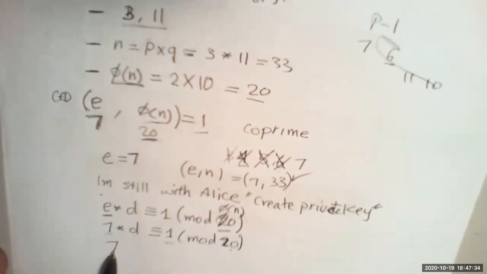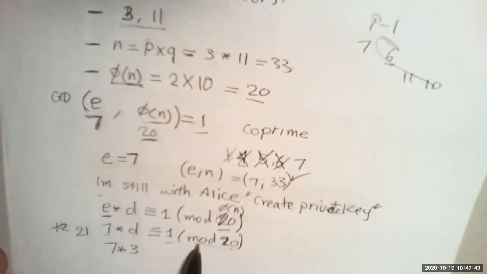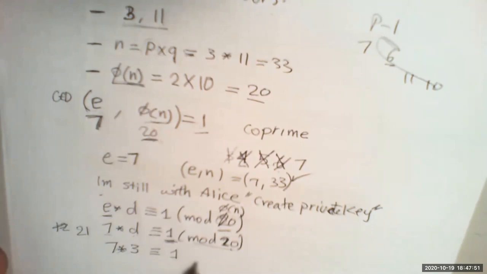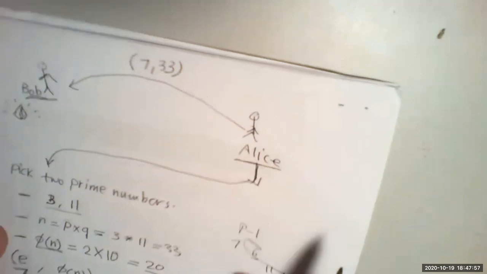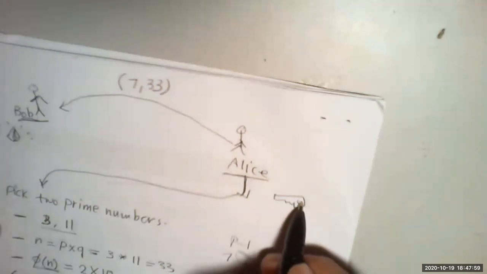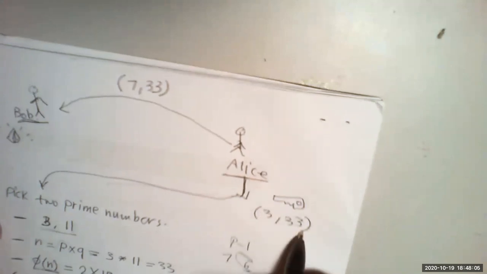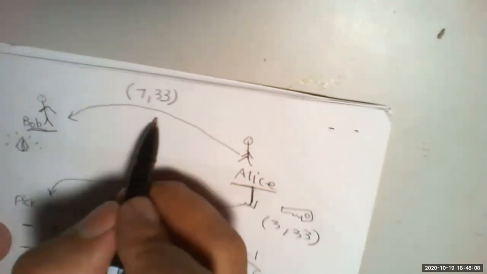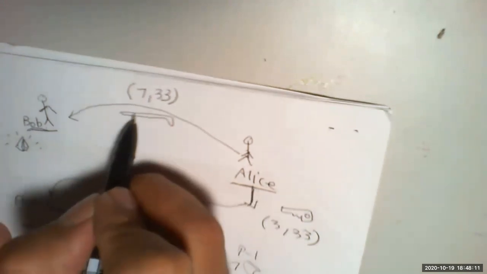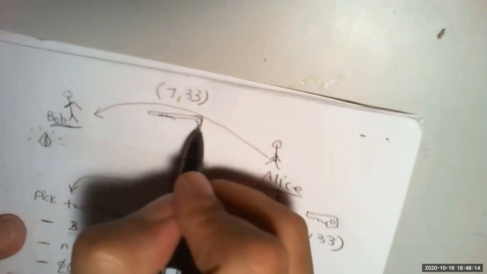If we multiply 7 by 3, it gives us 21. If we mod 21 with 20, it gives us a remainder of 1. So 7 multiplied by 3 gives us 1 mod 20. Now Alice has her private key. The private key here is 3 and 33. And she sent the public key, which is a different key, to Bob.